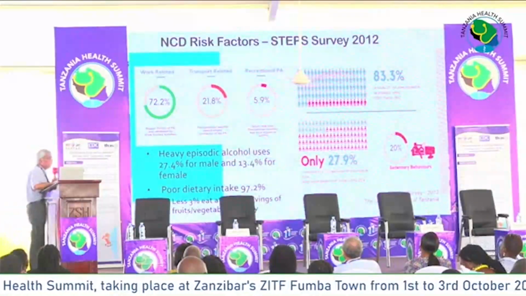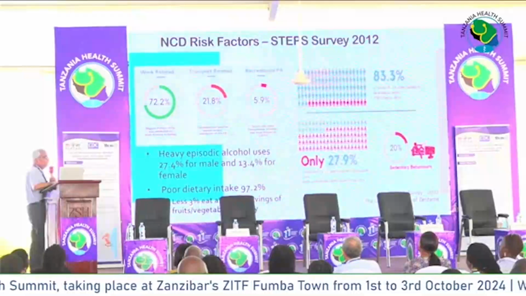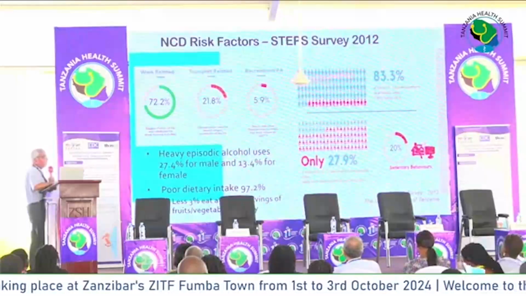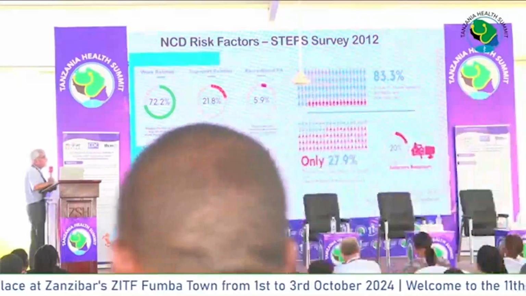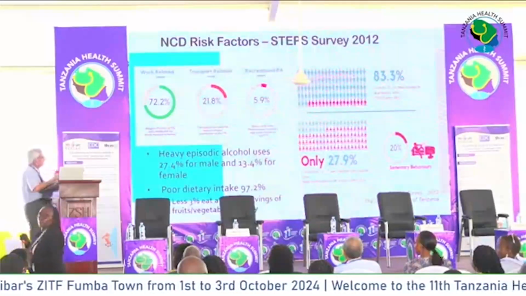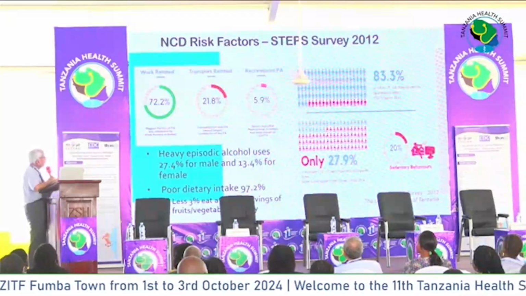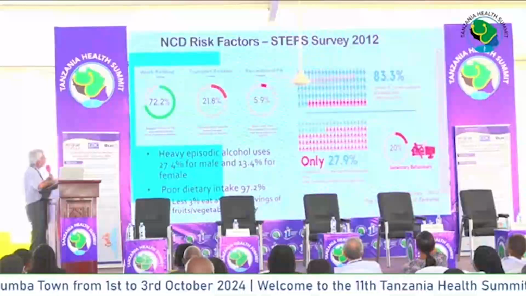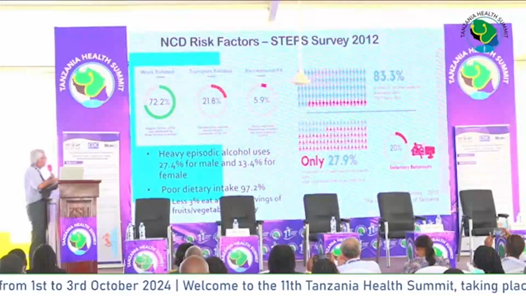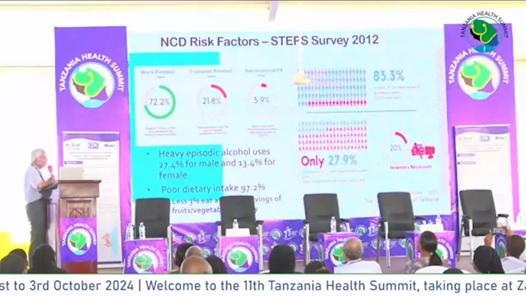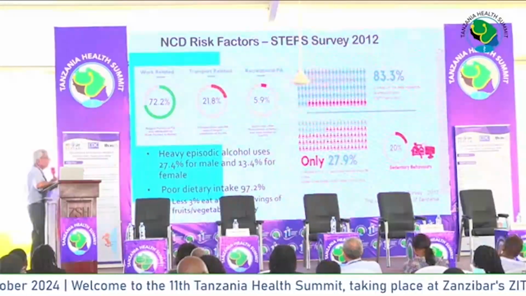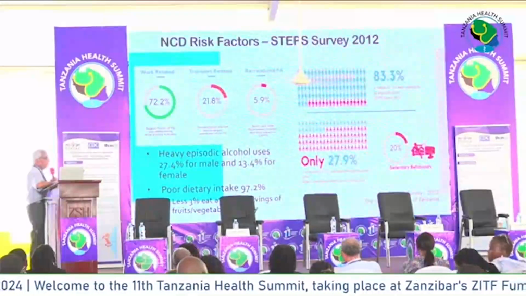This is a STEP survey which was done in 2012. It is about 12 years old. A new STEP survey has been done. It has been completed. It's awaiting final ministry's approval for the release of the data, which has been done after exactly 10 years. But what you see here is that the level of physical activity is mainly related to work. Transport related is 21%, but the recreational physical activity is only 5.9%. And if you look at heavy episodic alcohol users, it's 27.4% for male and 13.4% for female. And again, poor dietary intake contributes 97% of the poor nutrition.